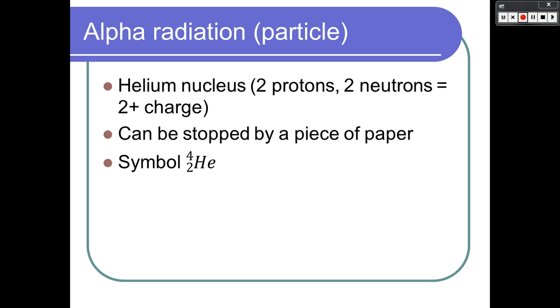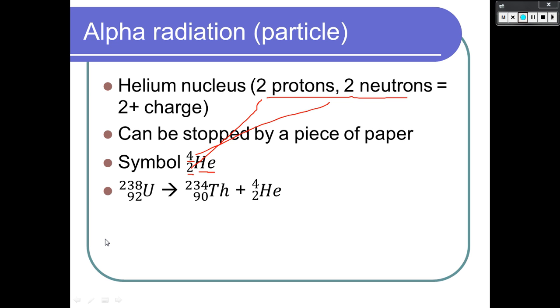The symbol for an alpha particle is this. The He, if you go back to remembering your symbols, is for helium, because remember, it's a helium nucleus. The 2 is the number of protons. And then the 4 is the protons plus neutrons, so 2 plus 2 is the 4. And so this is the symbol for an alpha particle.